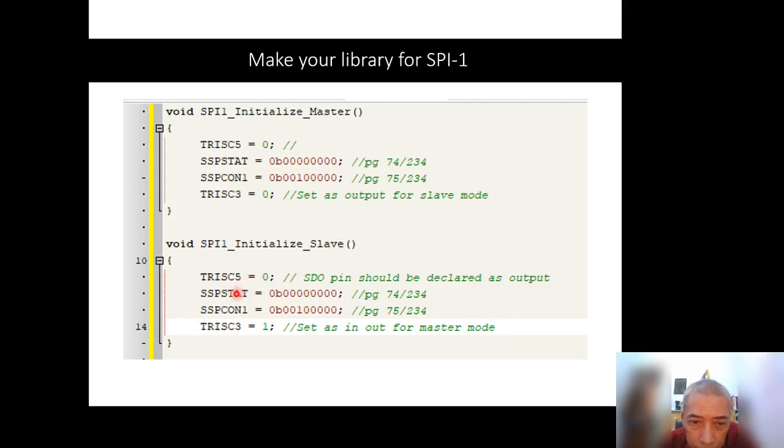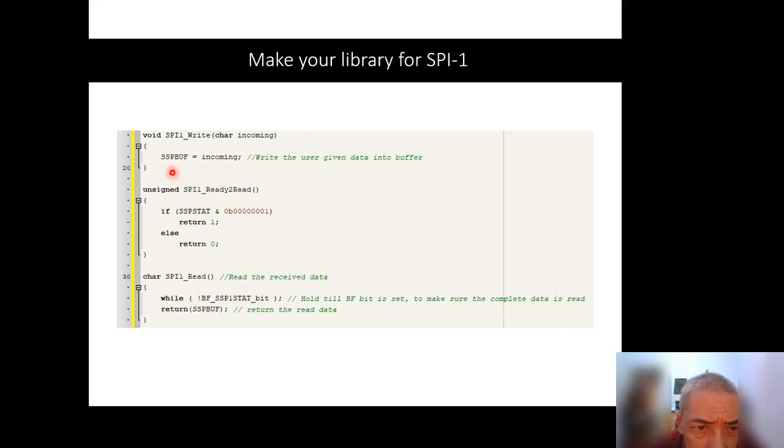So this is initialize slave, SPI1 initialize slave. The TRIS is according to that kind. I think it's the same for the master and the slave, but the TRIS is set as input for master mode. I think output for master mode, this is for slave mode. So this is to write, SSPBUF equals incoming, and this is to read. While not busy, return the SSPBUF. So always the data to be transmitted and data to be received is using SSPBUF.